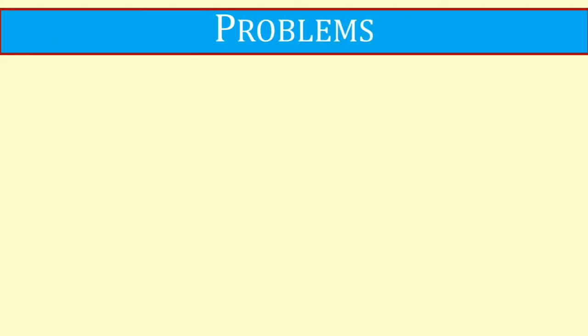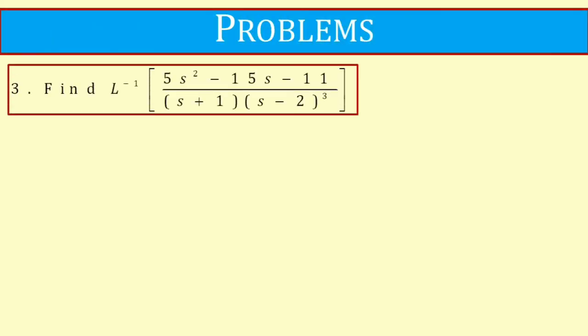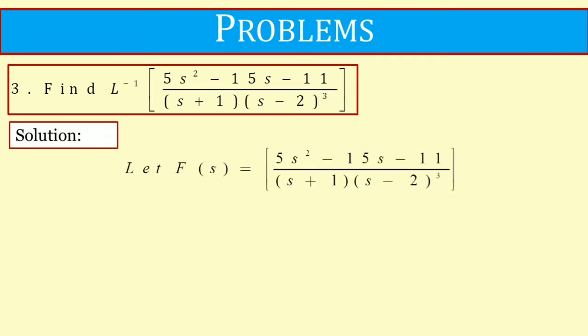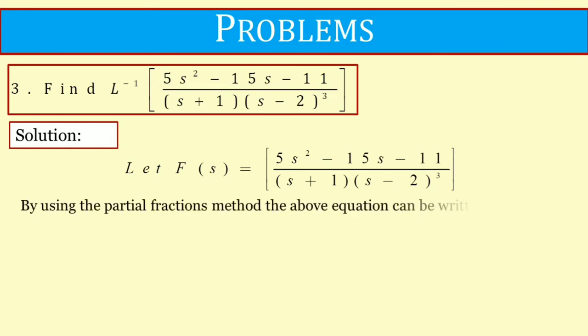Now let us consider one more example. Find the L inverse of 5 into s squared minus 15s minus 11 divided by s plus 1 into s minus 2 the whole cube. Now let us consider f of s is equal to 5 into s squared minus 15s minus 11 by s plus 1 into s minus 2 the whole cube.